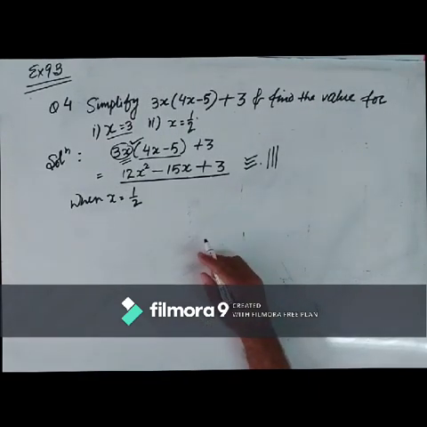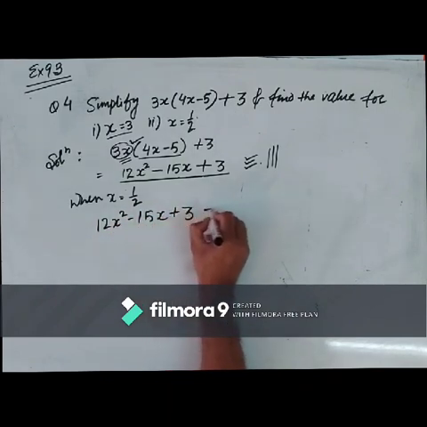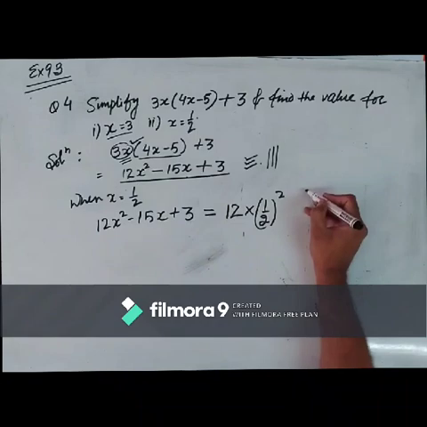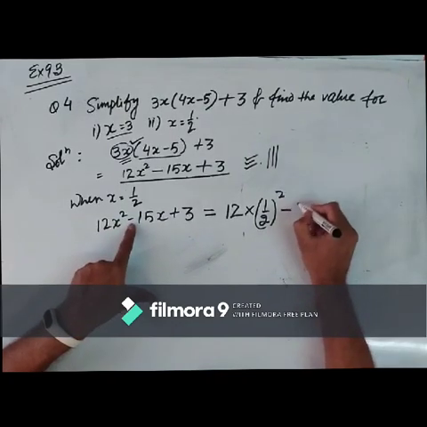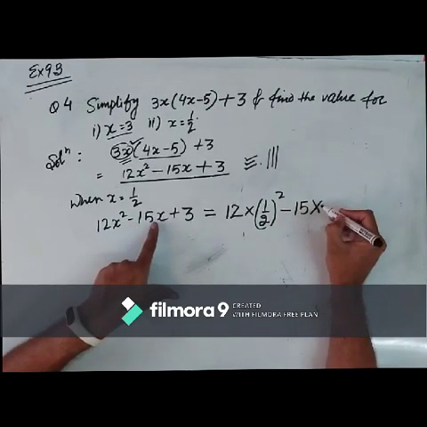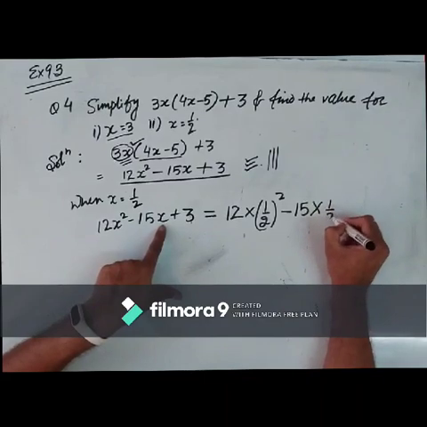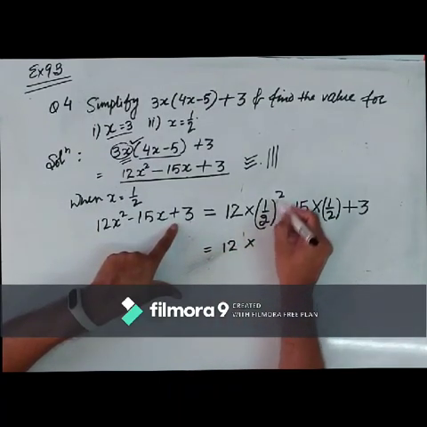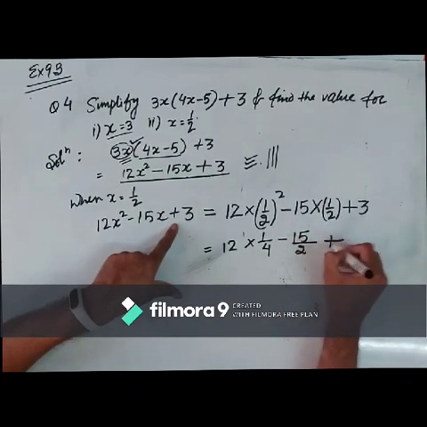In part number 2, find the value when x is equal to 1 by 2. So when x is equal to 1 by 2, 12x square minus 15x plus 3 will be rewritten as 12 into 1 by 2 square. Remember this, note it down. X square we have, so this is 12 into 1 by 2 x square minus 15 into, this is product sign here, 15 into x we have, so this is 15 into 1 by 2 plus 3. So this is your 12 into 1 by 2 whole square is 1 by 4 minus 15 upon 2 plus 3.